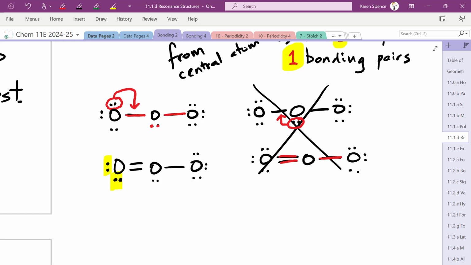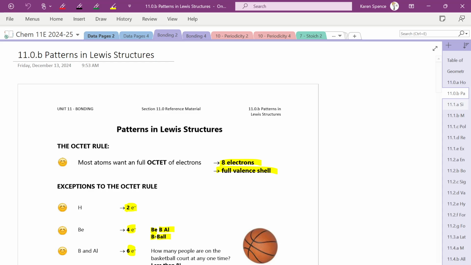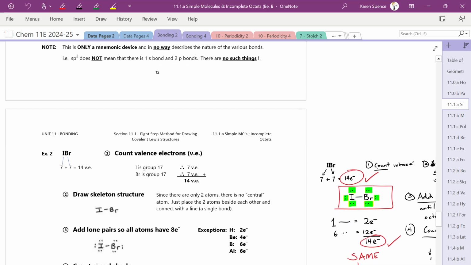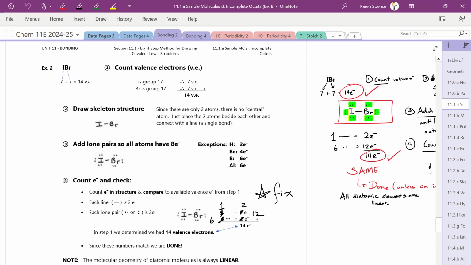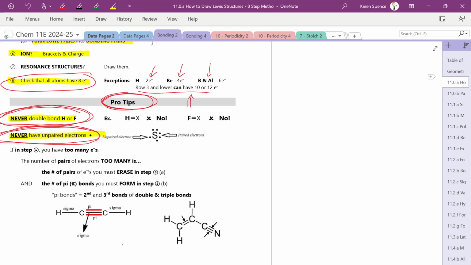What step is it? Is it step 6? Let's go see. Nope, not that one. There we go. Draw the skeleton structure, add lone pairs, count and check. Oh, I've not got it. What is wrong with me? Oh, there we go.